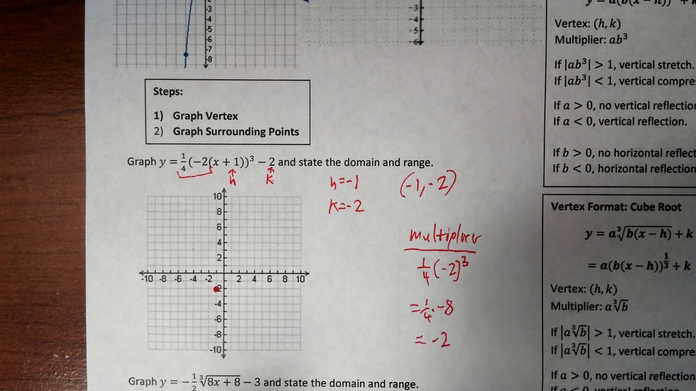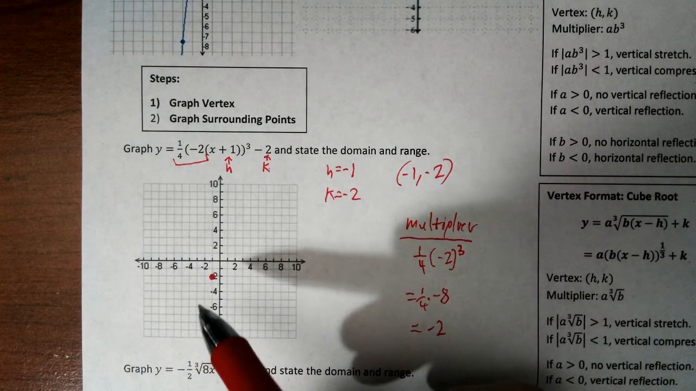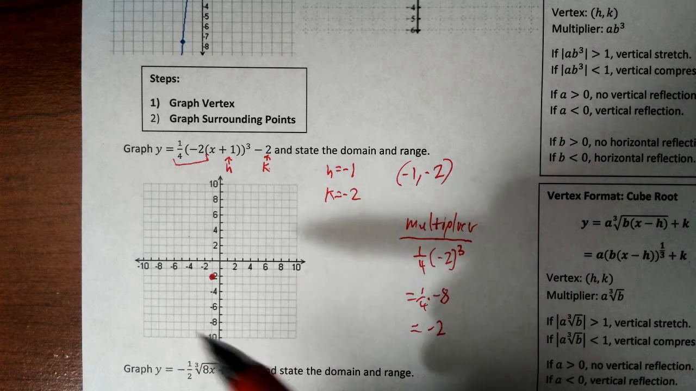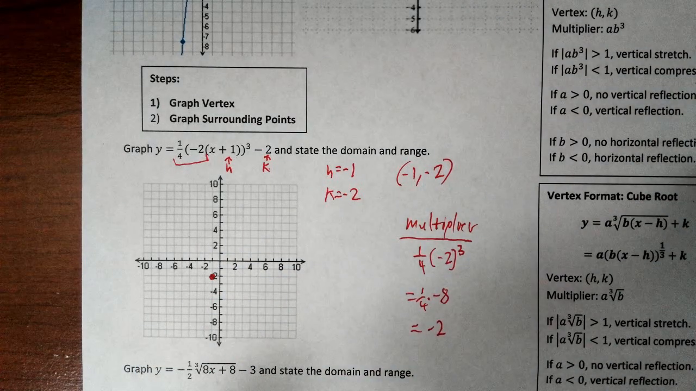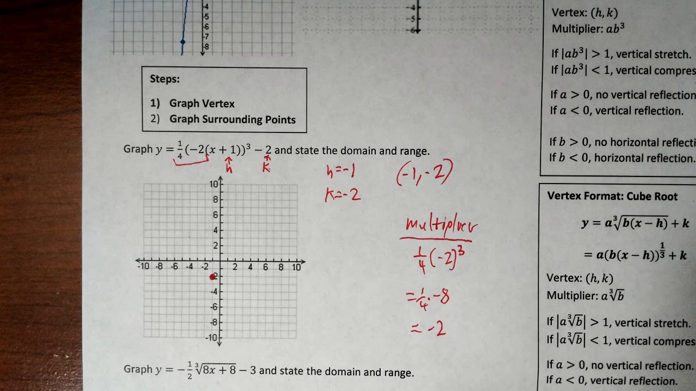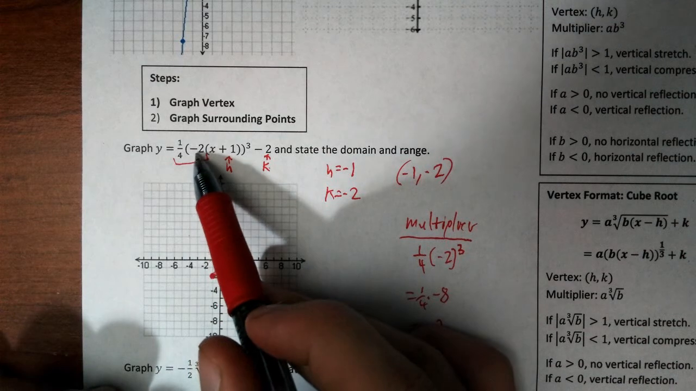So that means we will have a stretch of 2 for this function. So instead of going over 1, up 1, we want to go over 1, up 2. Right? And instead of going back 1, down 1, we want to go back 1, down 2. We multiply the y value by our multiplier. Okay? Now, as far as reflections go, you want to pay attention to where the negative is placed.